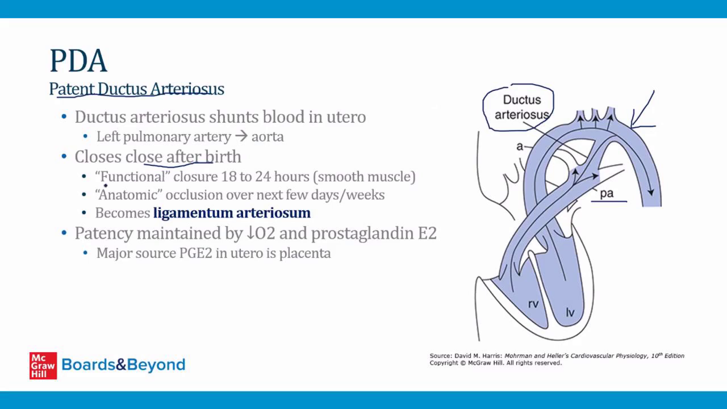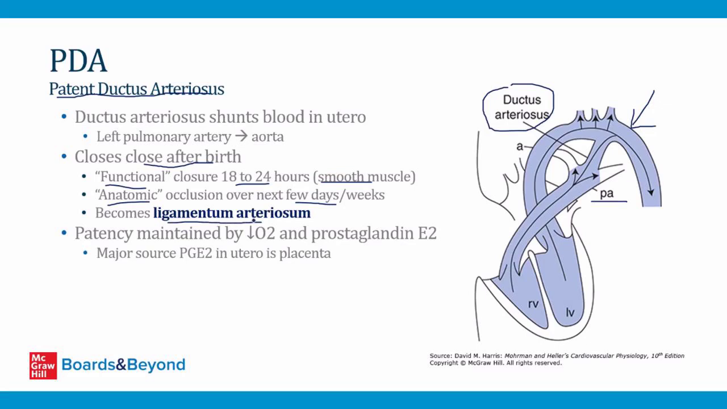It's said to have functional closure in 18 to 24 hours after birth, and this is because there's smooth muscle in the ductus arteriosus that constricts to shut off blood flow. And then there's so-called anatomic occlusion over the next few days and weeks, where the ductus arteriosus gets converted into connective tissue, and it will eventually become a structure called the ligamentum arteriosum.